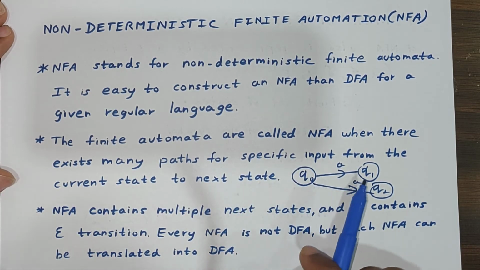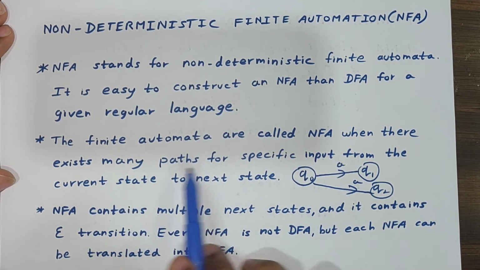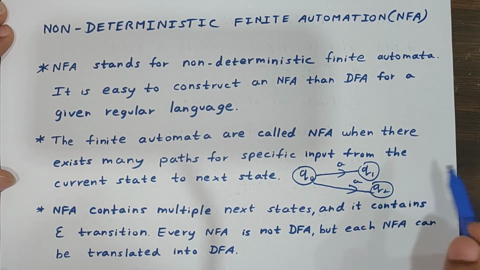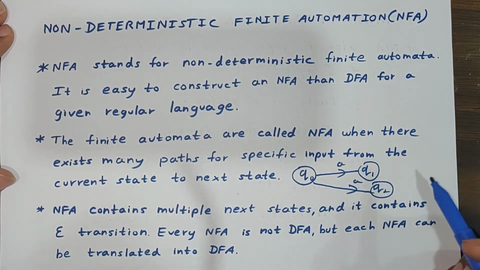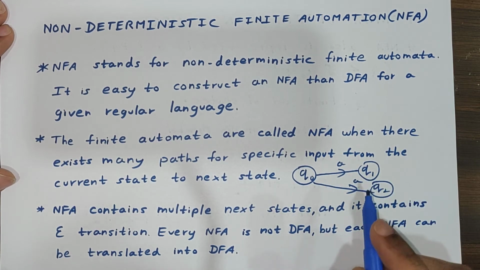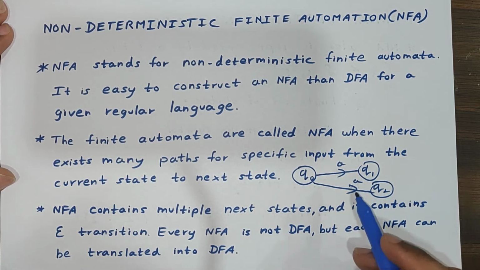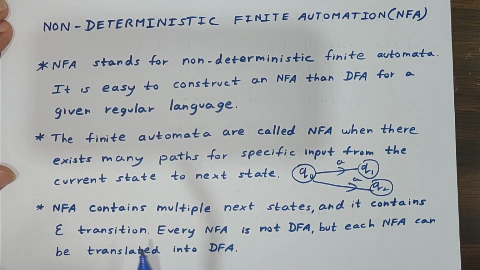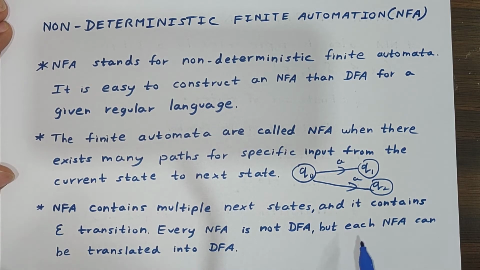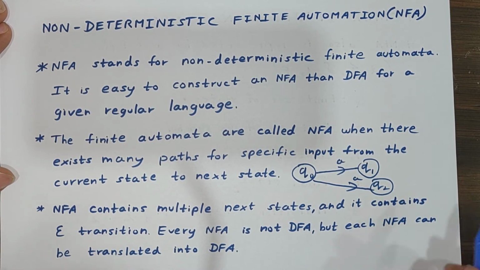It can go for many paths, but in the case of a DFA, for a specific input it should go to only one state. An NFA contains multiple next states and it contains epsilon transitions. And every NFA is not a DFA, but each NFA can be translated into a DFA.